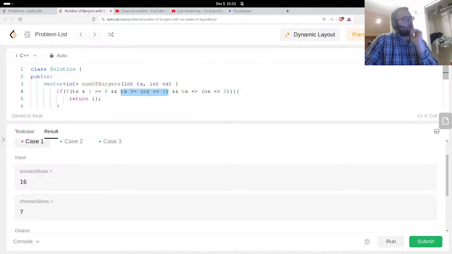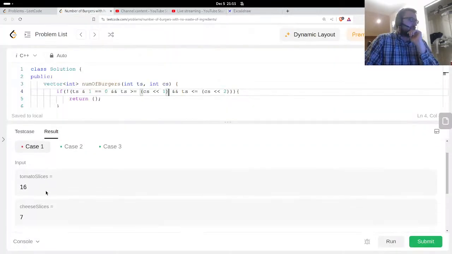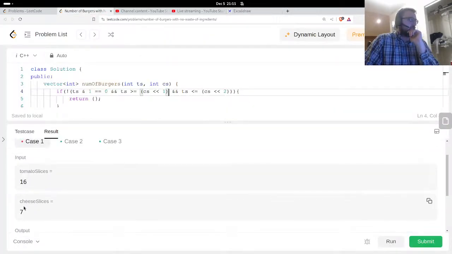But TS has to be greater than or equal to twice CS, which it is in the first case. 16 is greater than or equal to 14. But it also has to be less than or equal to 4 times this 28, which it is in this case. And it has to be even, which it is.